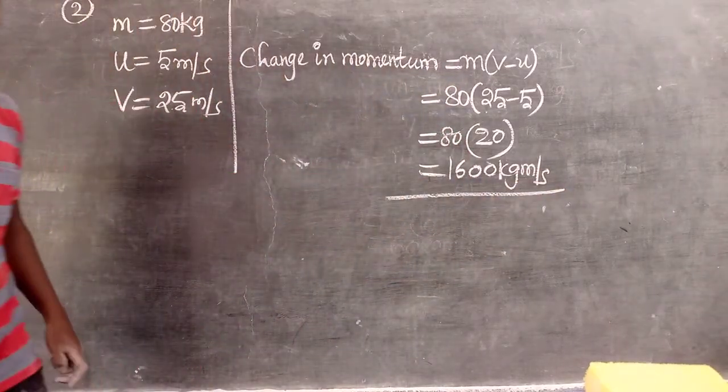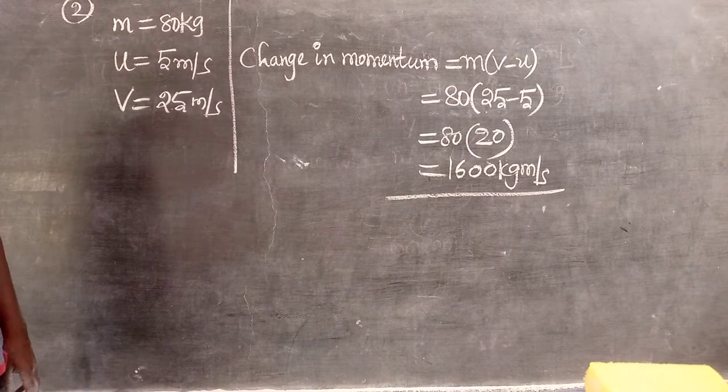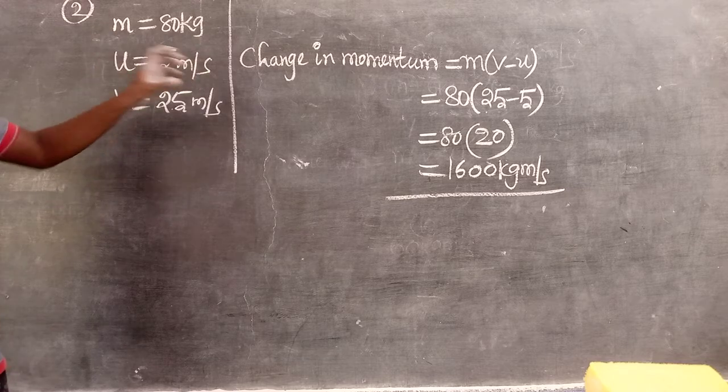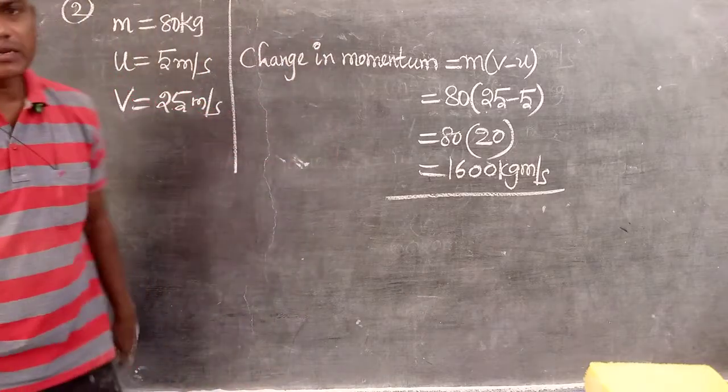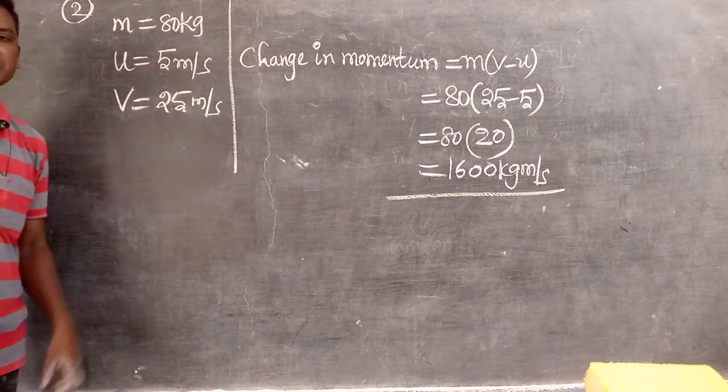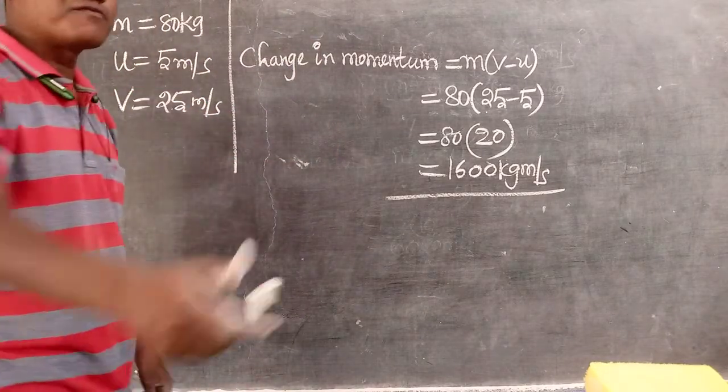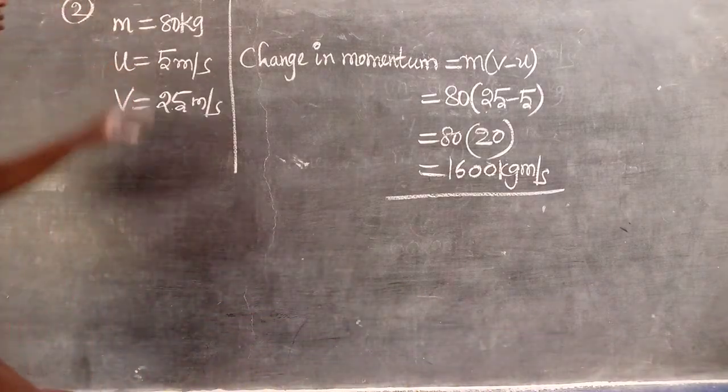So the momentum changes by 1600 kilogram meter per second when a force is applied on the body for 2 seconds. That momentum change is for a scooter of mass how much? 80 kilograms.